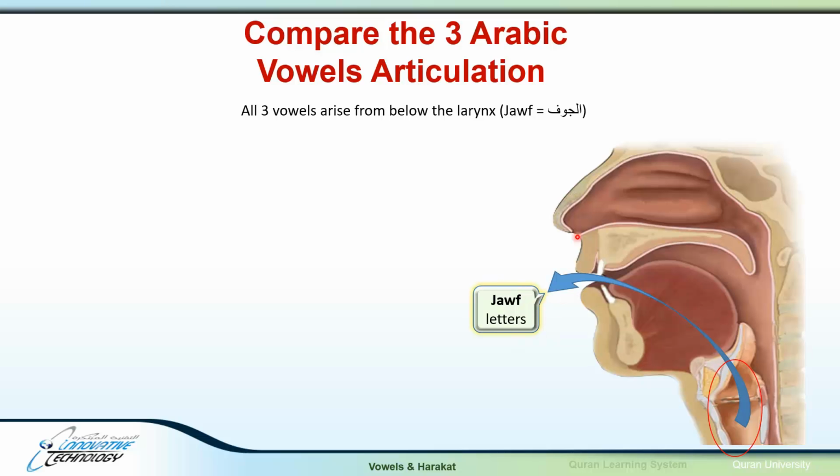Now let's start with the a. Alif, or a, is the key and primary vowel. Why do we call it the key or primary? We will see in a minute. Let's pronounce the a.